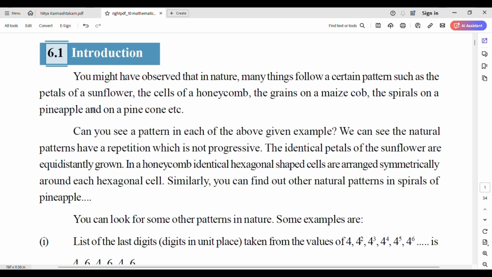Introduction to progressions. You might have observed several things in nature. Many things follow a certain pattern, and as mathematicians, it's our interest to find the patterns and solve the problems, right? Some of the patterns you can find are petals of a sunflower, cells of a honeycomb, grains of a maize cob, and spirals on a pineapple or a pine cone. Each one has a certain pattern to follow.